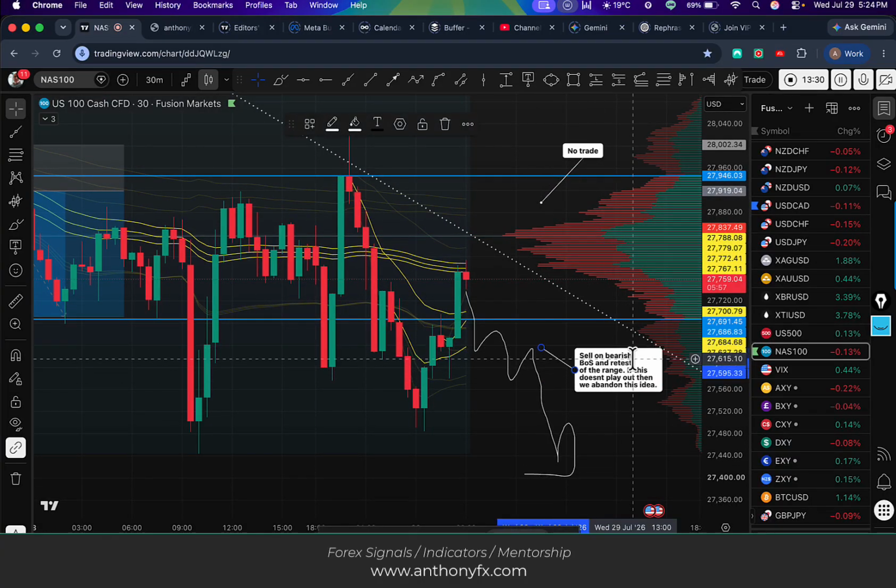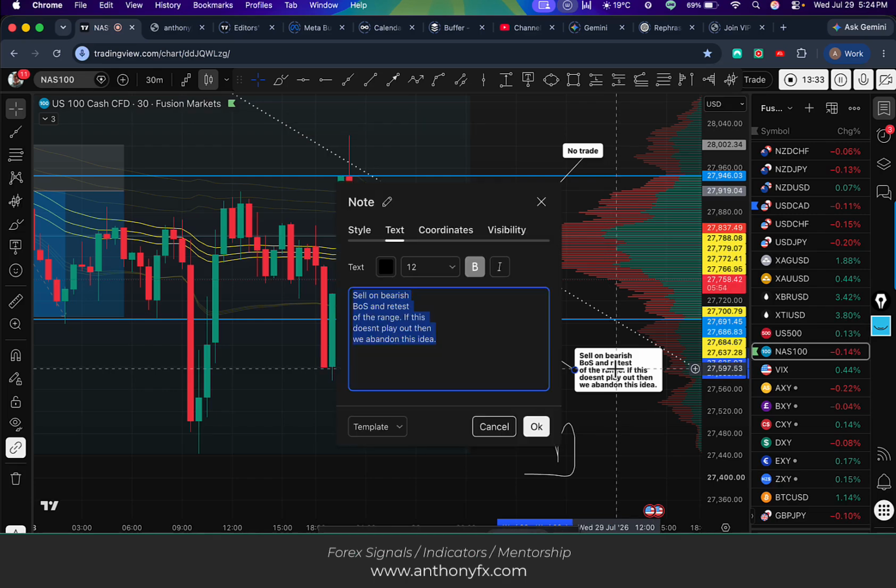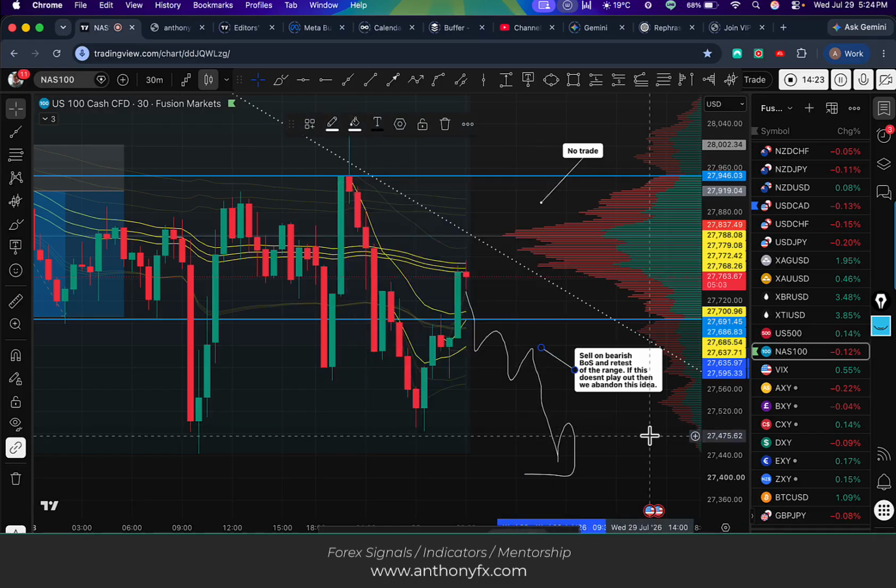So sell on this. I should add a note: retest the range, and it must stay under VWAP. Okay, must stay under VWAP. I might just save that. If this doesn't play out, then there's no trade. Then let it go. Yep, I like that, I'm going to keep that. Sell on bearish break of structure and retest of the range. It must stay under VWAP. If this doesn't play out, let it go. All right, there you go.